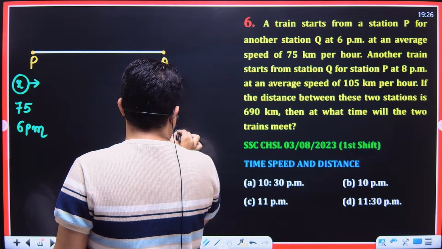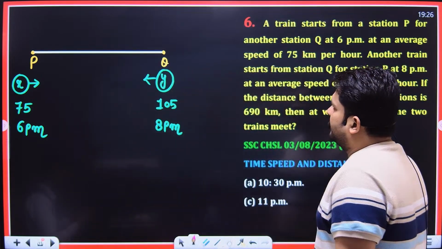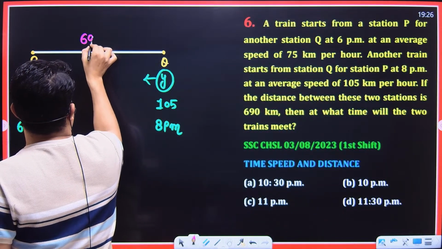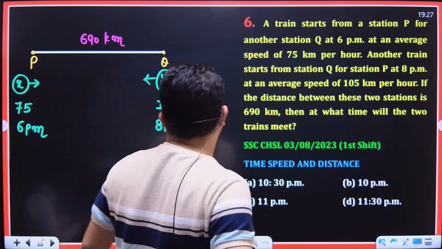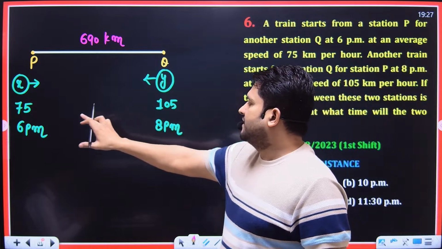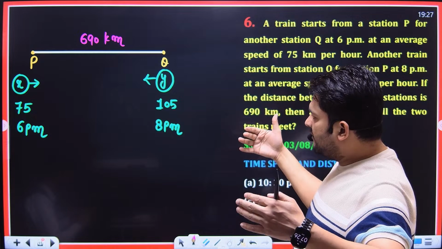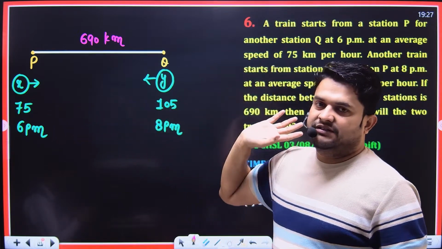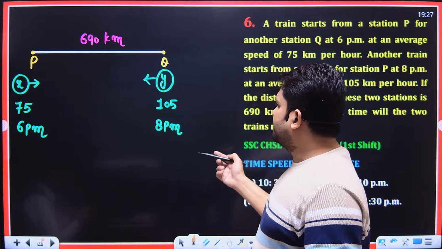In time and distance, I will teach you in depth what it is. The distance here is 690 kilometer. In opposite direction, the relative speed of both the trains will be 105 plus 75. In each hour, they will come closer to each other by 180 kilometer. So in opposite direction, the relative speed will be added.